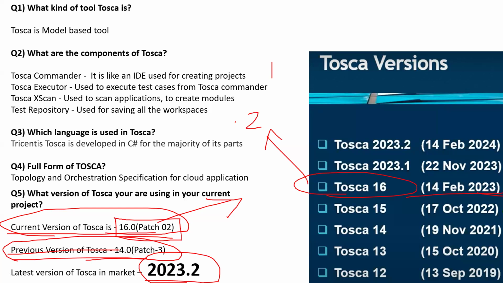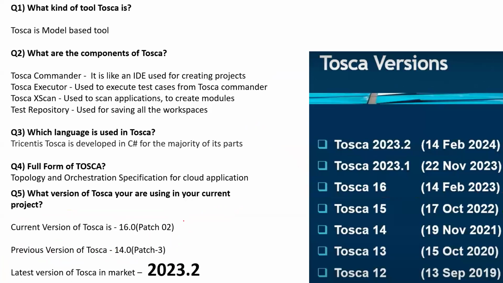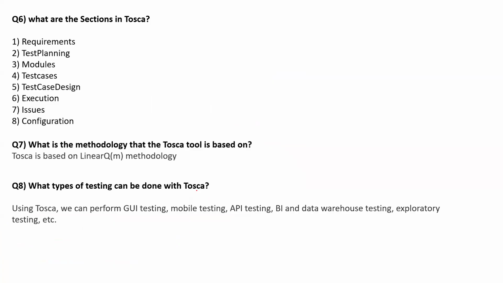Soon they will launch 2023.3 as well. After a couple of days, I will tell you if there is any change. As of now, the latest version of Tosca in the market is 2023.2. When they launched it, it's none of our business, but you need to understand that 2023.2 is the latest version of Tosca. You can see it on Google. So now you got the answer.